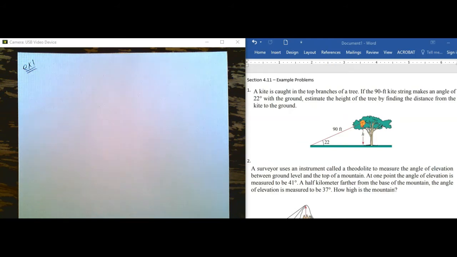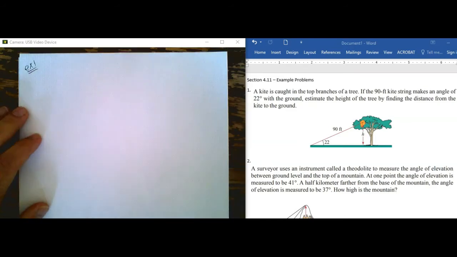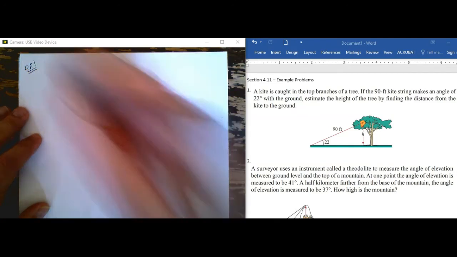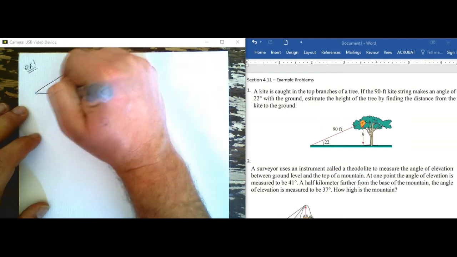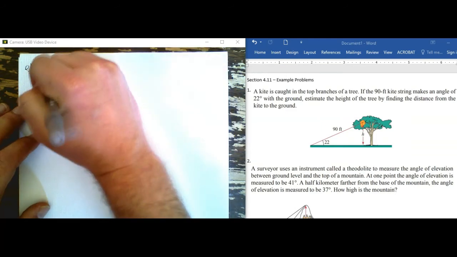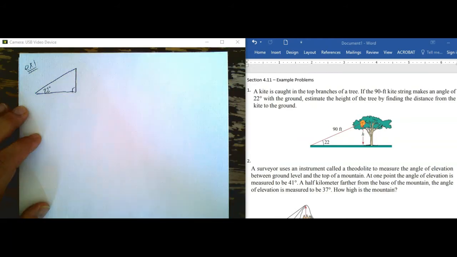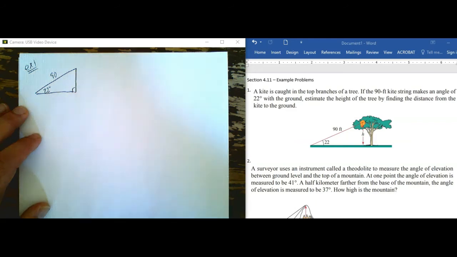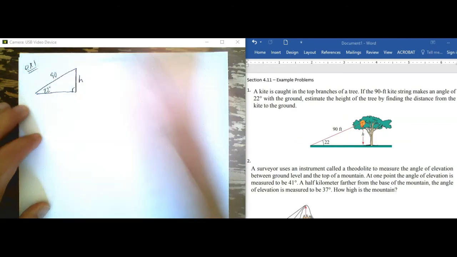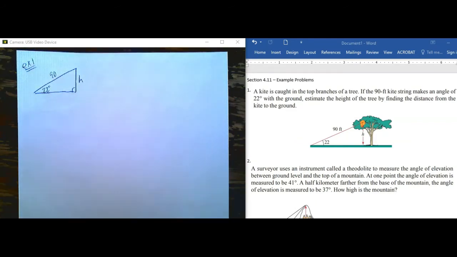All right, so basically all we need to do is figure out what that height is. We know that we're dealing with a right triangle, so what I would always do is just draw the right triangle without all the bells and whistles, without any kites or trees or anything like that. And we'll input our info back. So 22 degrees, we have 90 feet here, and we're trying to figure out h.